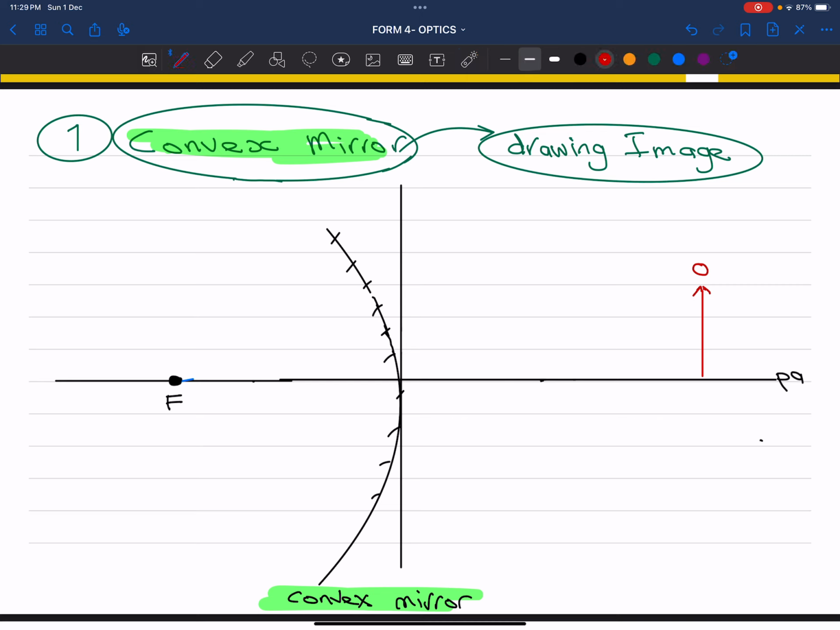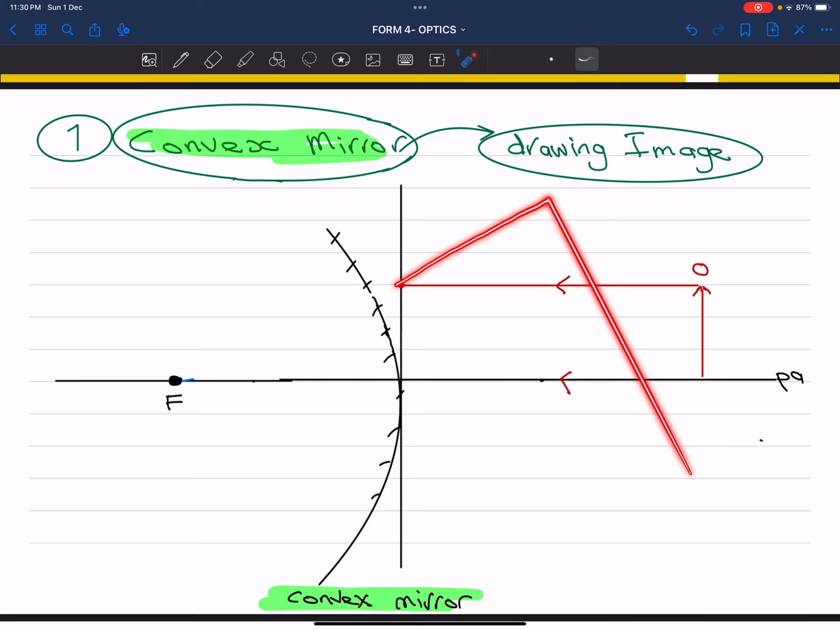What was the first one? The first one was any light ray that is parallel to the principal axis. This light ray is parallel to the principal axis. If you notice, I draw until the straight line, the vertical line. I did not draw until the curved mirror, but only until the vertical line. And if you remember from the previous lesson, a light ray that is parallel to the principal axis will reflect as though from F.